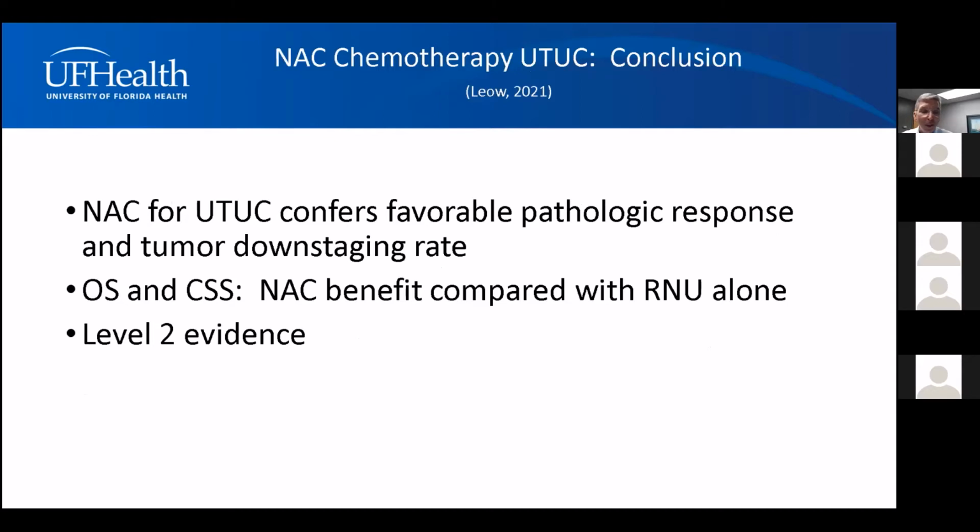Neoadjuvant chemotherapy confers a favorable pathologic response and downstaging of the tumor. Because of the retrospective studies, I think they're saying this is level 2 evidence for overall survival and cancer-specific survival, comparing the neoadjuvant therapy with radical nephroureterectomy alone.